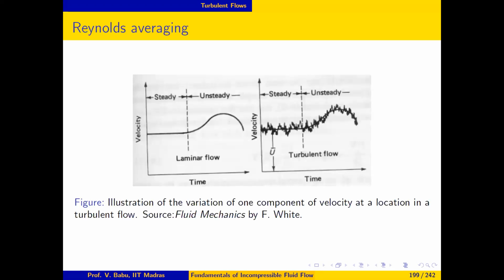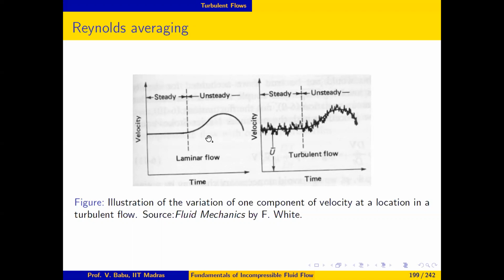So what we mean by this is illustrated here. The figure on the left shows the variation of one component of velocity in a laminar flow. It can be seen that the flow is initially steady in time, and then there is a variation in time, not fluctuation. There is a variation with time in this velocity component, so the flow becomes unsteady.